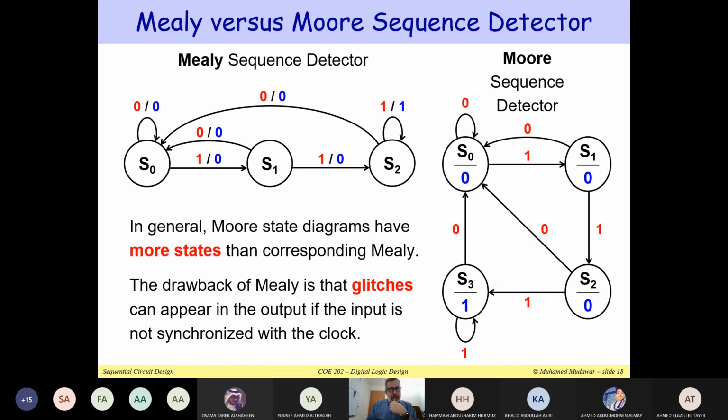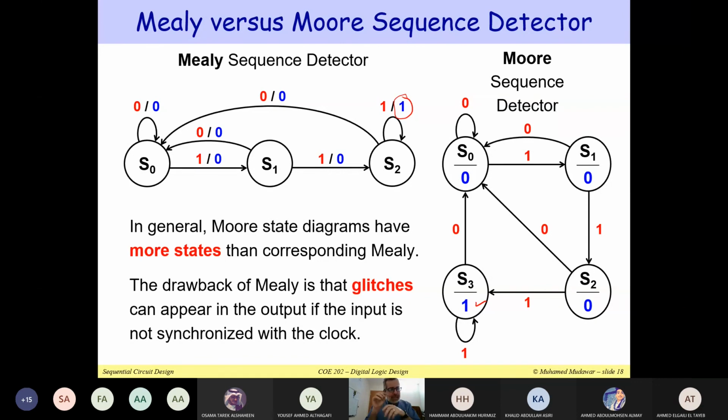I will show you more examples. So today we have seen Mealy versus Moore sequence detectors. We have found that in the case of Mealy, we can actually have fewer states. Notice that this is just a comparison of the two state diagrams that we have seen for Mealy and for Moore. In general, Moore can have more states than the Mealy, because in the case of the Moore, the output is shown inside the state and it depends on the state only. Whereas in the case of the Mealy, the output is shown on the arc, so it depends on the present state as well as on the input.